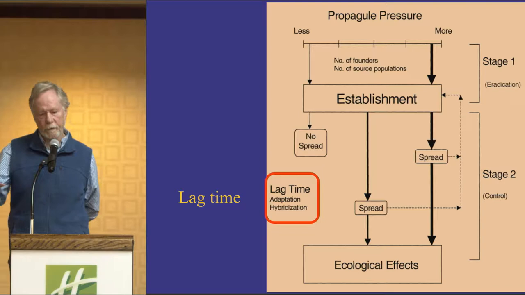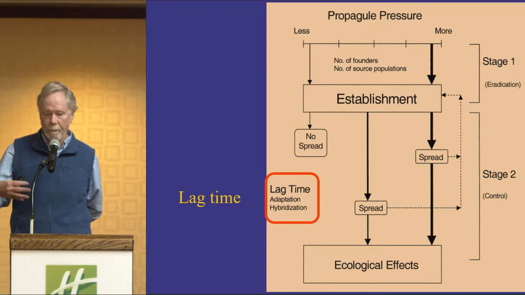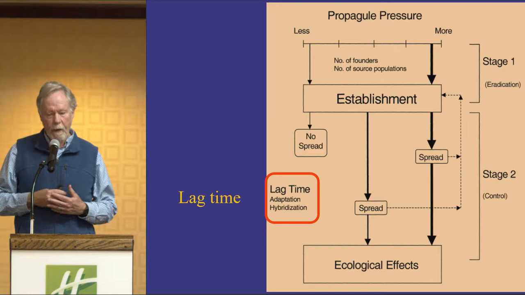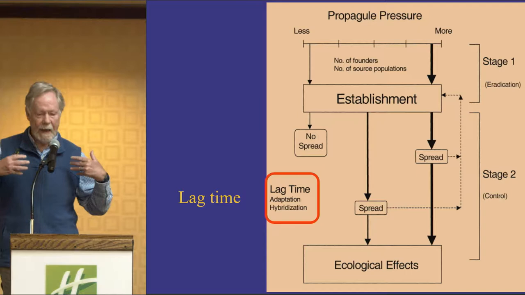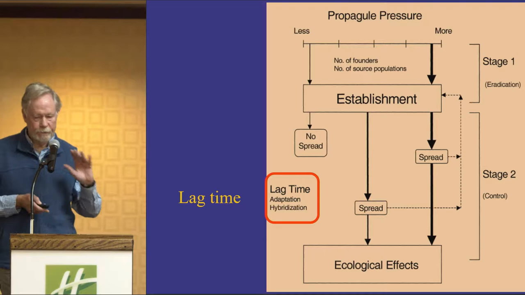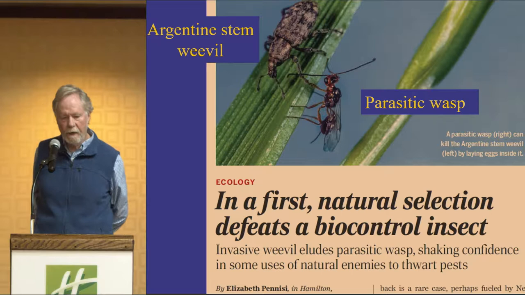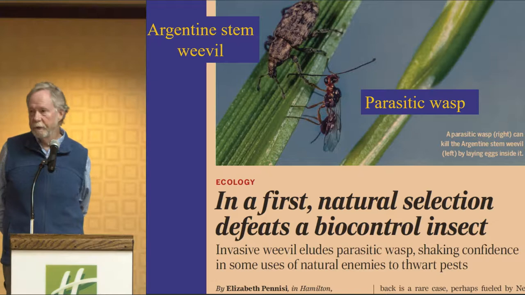So this was a slide we looked at before, where I talked about the number of founders and number of source populations, but the other thing is once a population is established, natural selection and evolution is going to occur. And so one of the explanations for the lag time that we often see between when a species gets established and when it really becomes a pest is adaptation, which is going on in terms of becoming more adapted to the new environment. So understanding adaptation is important for understanding invasive species. And this is a paper that came out a couple of years ago. So if we're using biological control agents to try to control invasive species, evolution can have an effect.